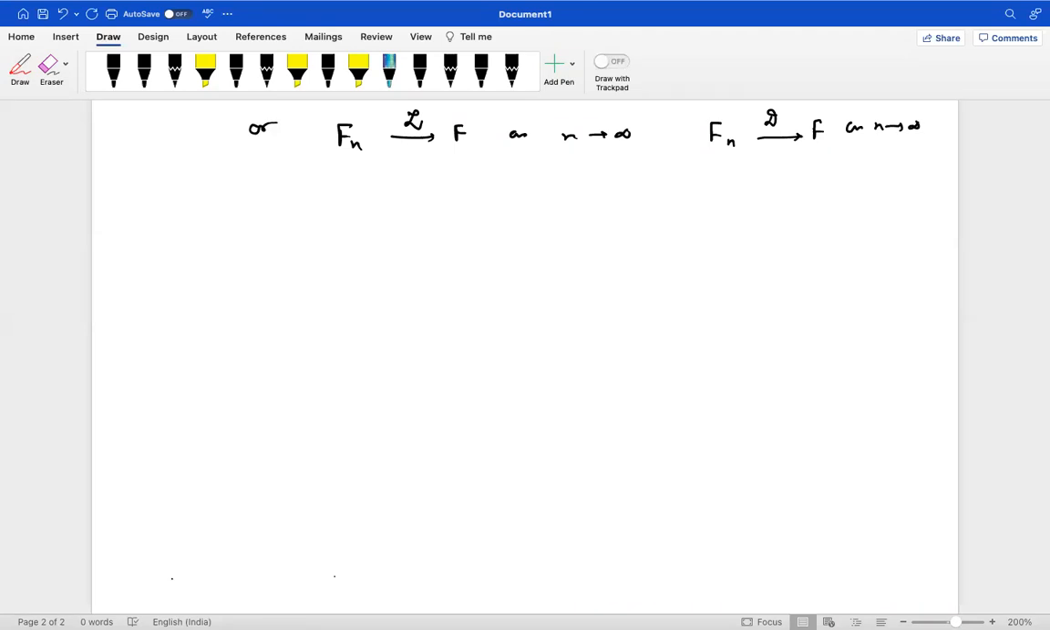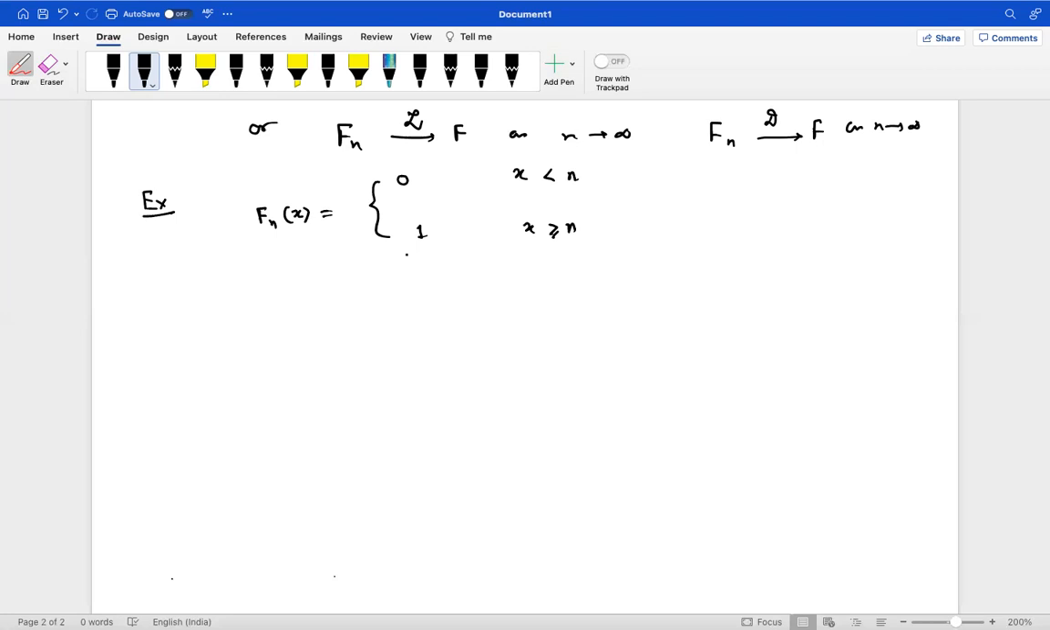So, for example, we have a very simple example. Consider this sequence of distribution functions fn. fn(x) is just 0 when x is less than n and 1 when x is greater than or equal to n. So it is a distribution function. You know, a distribution function is increasing, the left-hand limit at minus infinity is 0, the right-hand limit at infinity is 1, and it is right continuous. Everything is there.